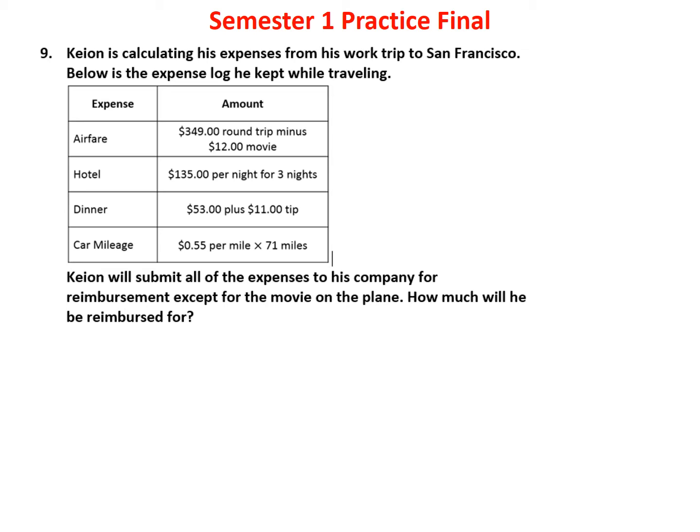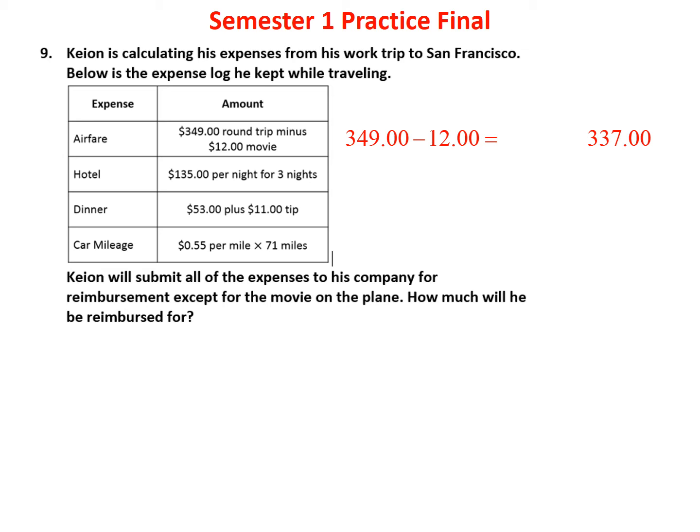He's going to submit all of his expenses to his company for reimbursement except for the movie. So how much will he be reimbursed for? Well, first of all, his plane ticket was $349, but it included the $12. So since he is not going to have the company pay for the $12, he will subtract the $12 first, and that's going to be $337 that he reports to his work.